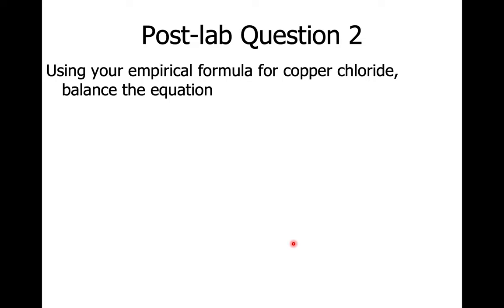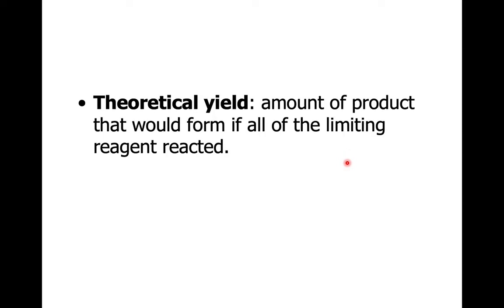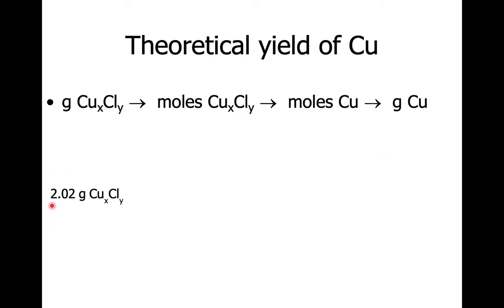Here's a few hints for doing calculations. Use your empirical formula for the copper chloride to balance the equation. So you'll put in whatever you figured out for x and y in here and balance this equation. The definition of the theoretical yield is the amount of product that would form if all of the limiting reagent was used. And you'll start, again, now we're giving you 2.017 grams of the copper chloride.